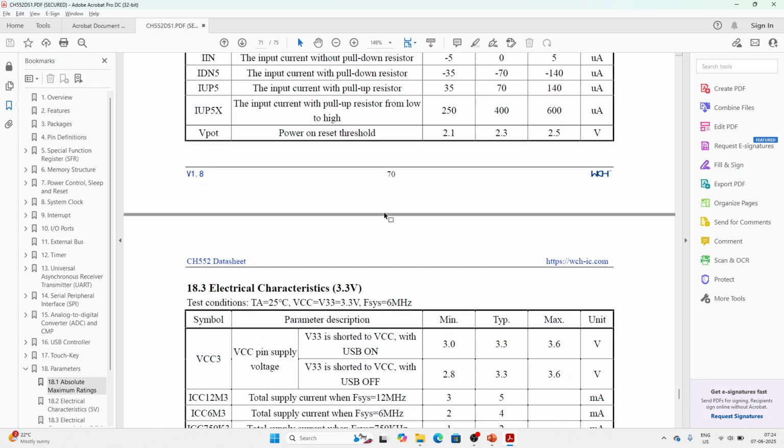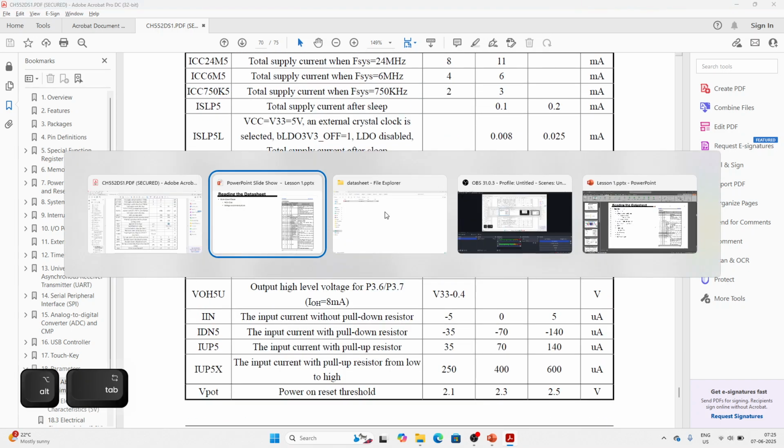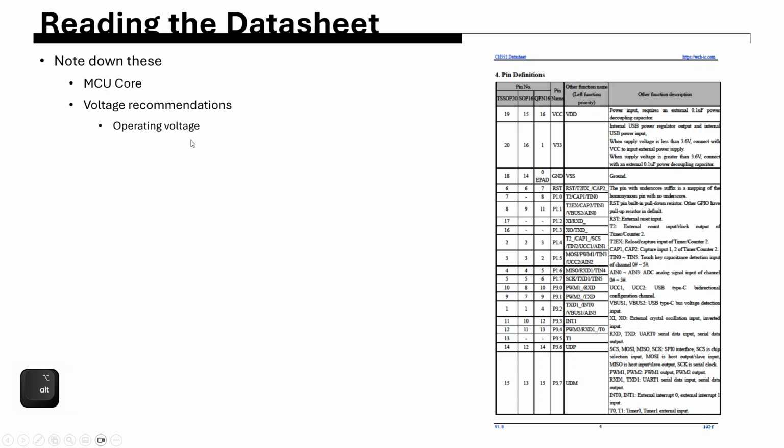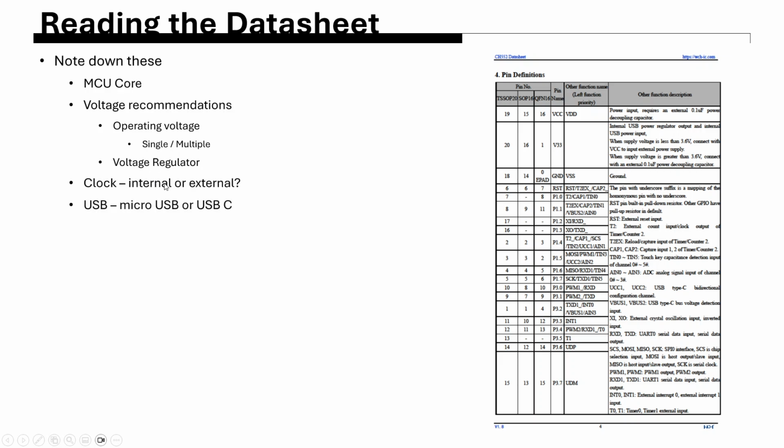We'll get into it again in a minute, but voltage recommendations, operating voltage, we have multiple operating voltages for this. Voltage regulator, this is internal. Clock, we have an option for both internal and external. This works on micro USB or USB 2 and USB 3, USB-C.